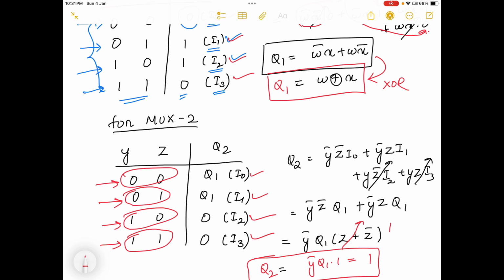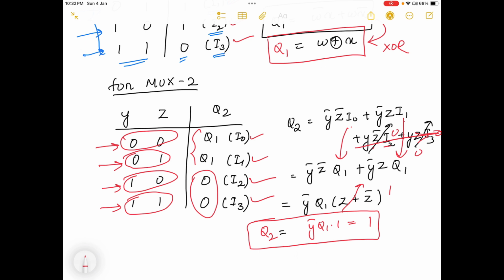From the diagram you can see that I2 and I3 equal 0, and I0 and I1 equal Q1. So I put Q2 equal to Y bar Z bar into I0, Y bar Z into I1, Y Z bar into I2, YZ into I3. As you can see, I2 and I3 are both 0, so those terms become 0. Finally I got Y bar Z bar into Q1 for I0, and Y bar Z into Q1 for I1.